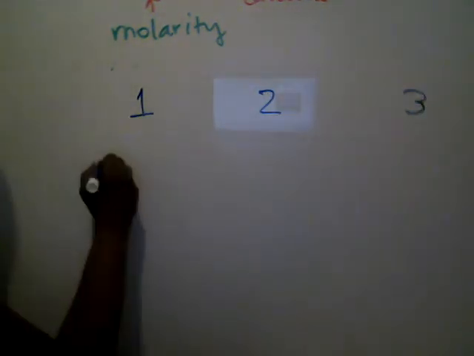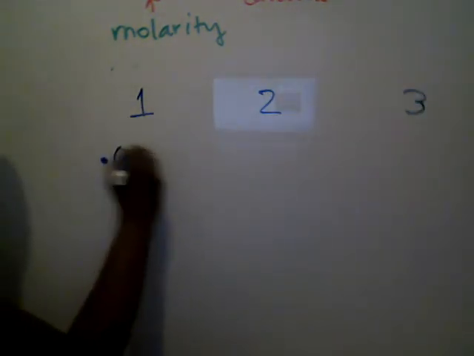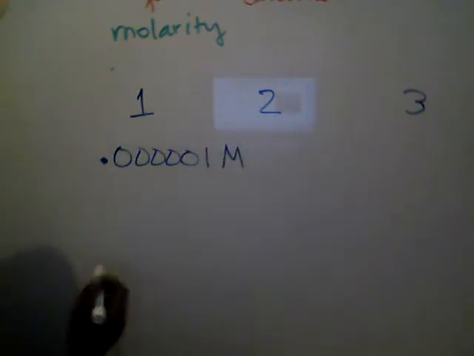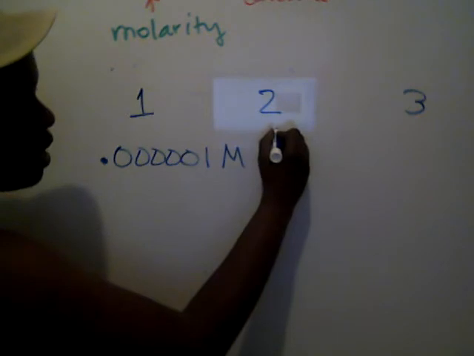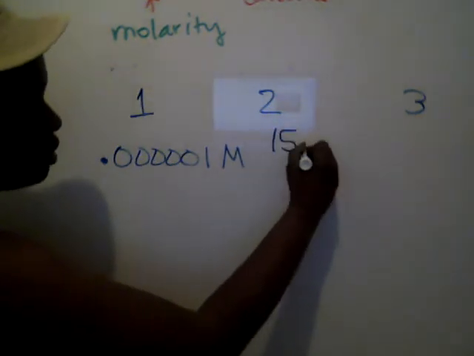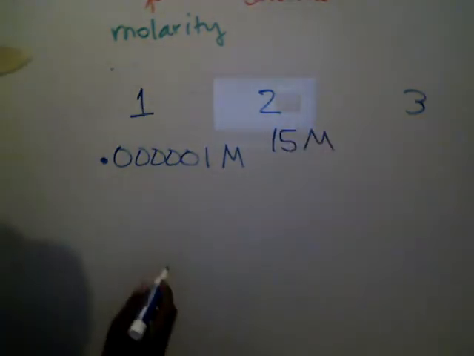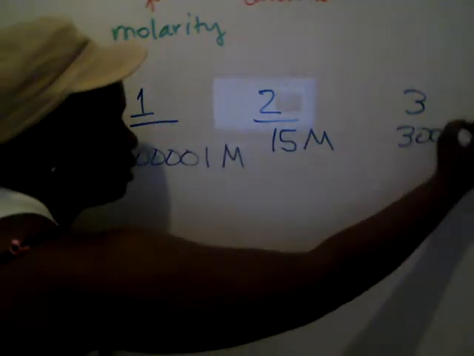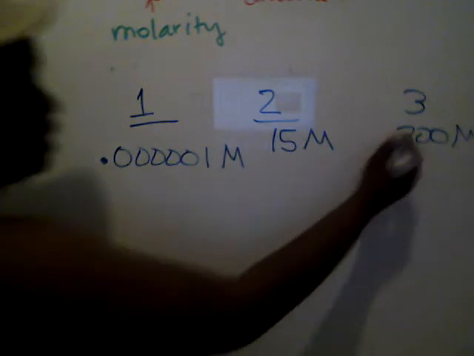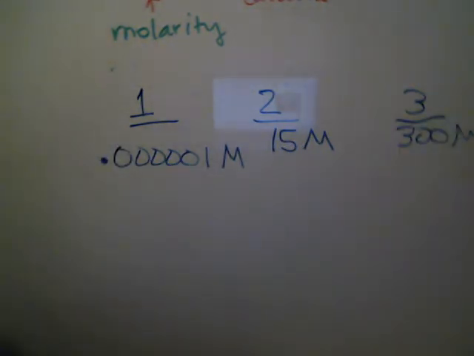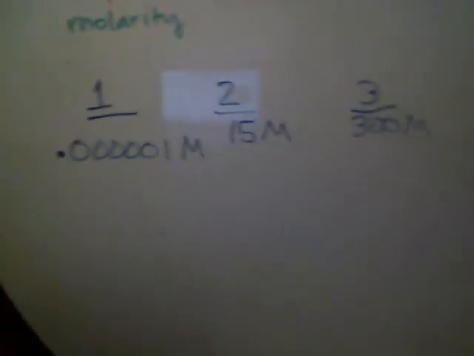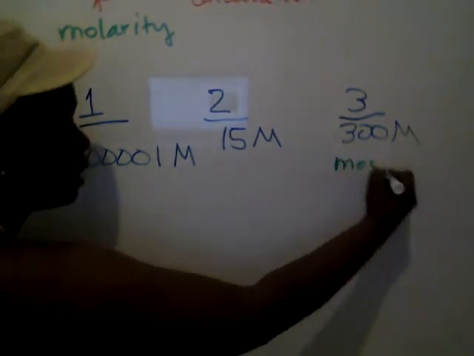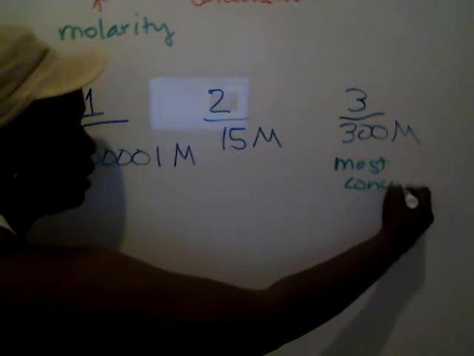Okay. Let's say we have one that has a molarity of 0.000001, big M for molarity. And let's say we have one that has a molarity of 15. And let's say for the third solution, it has a molarity of, let's say, 300. The way that it works with molarity, the higher the number, the more concentrated it is. So out of these 3 examples, this one is the most concentrated. It has the highest molarity number.